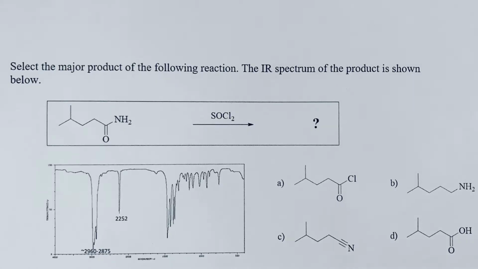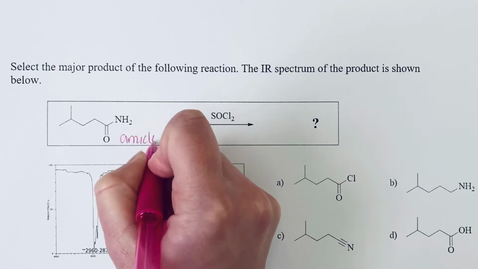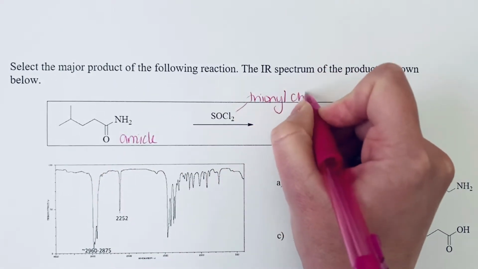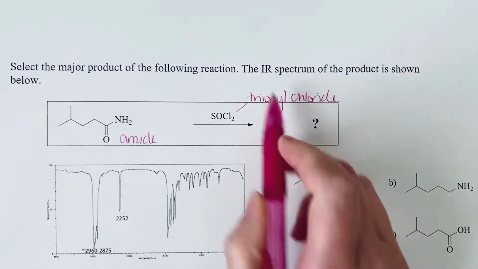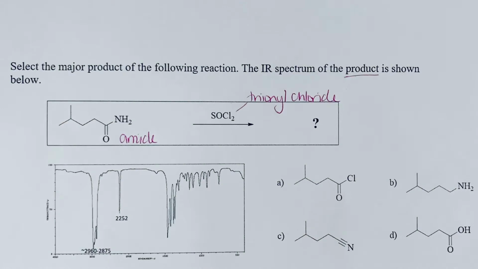Select the major product of the following reaction. So we have a reaction scheme here that shows us that we have an amide that we are reacting with thionyl chloride. And we're also given the infrared spectrum of the product. So all of this information together should help us to identify what's going on.